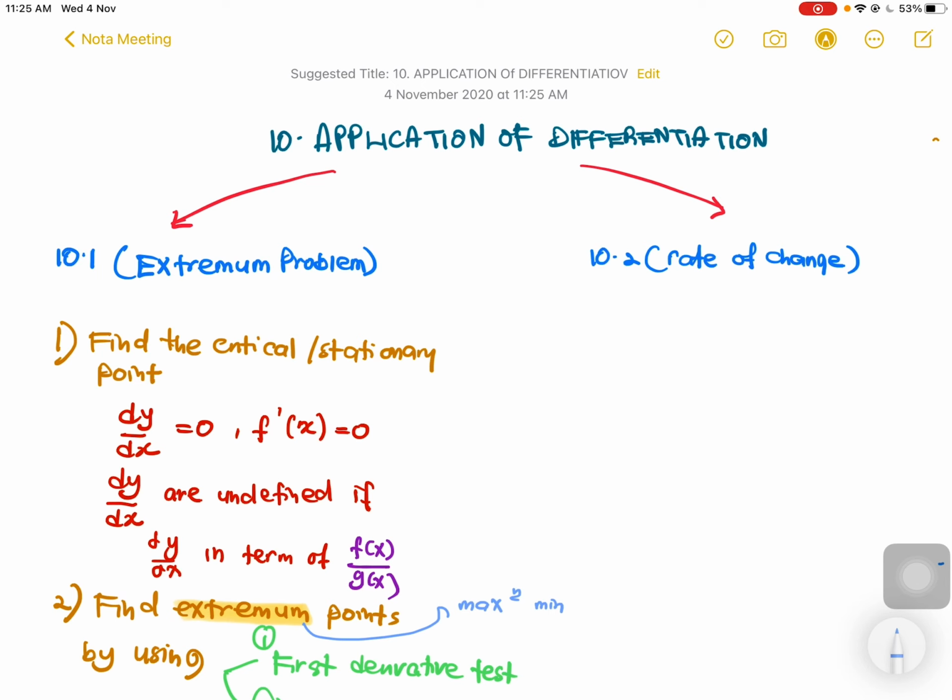Today we proceed to chapter 10, application of differentiation. In chapter 10 we have two subtopics, which are 10.1 and 10.2. In 10.1 we will learn about extremum problems, and in 10.2 we will learn about rate of change. In 10.1 we have three subtopics. First, how to find the critical point or stationary point.